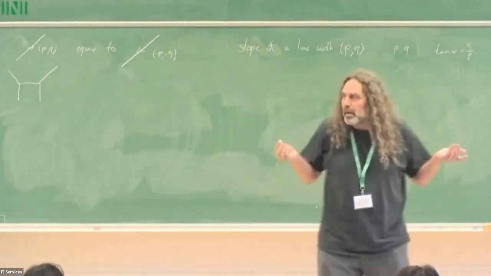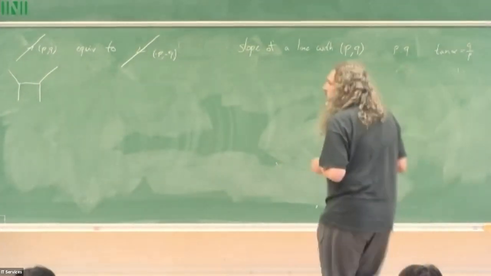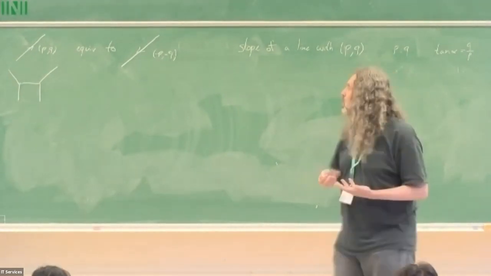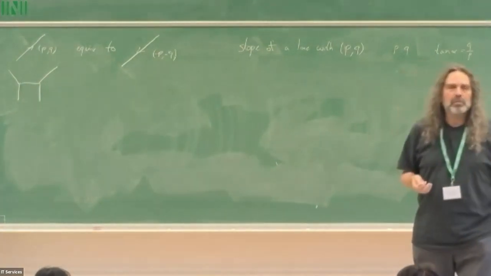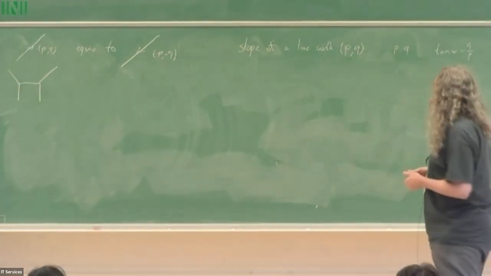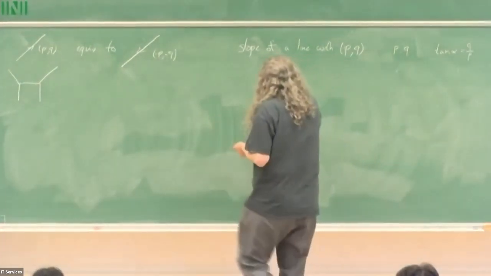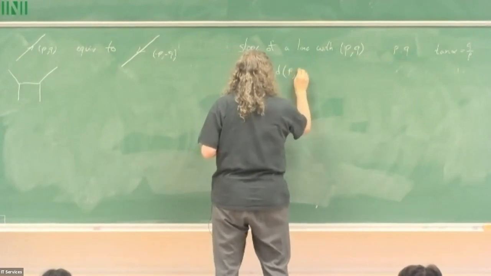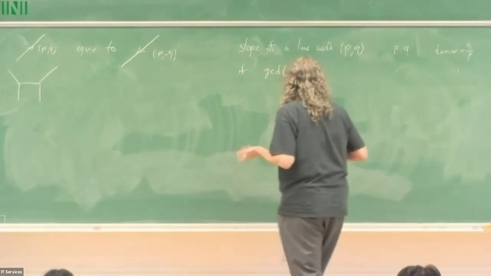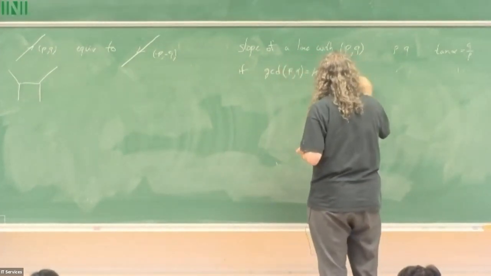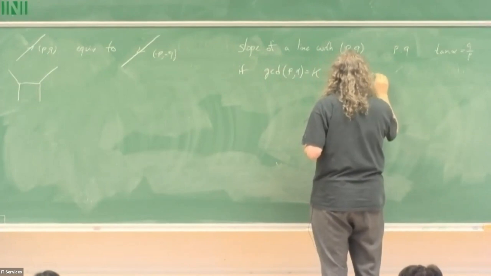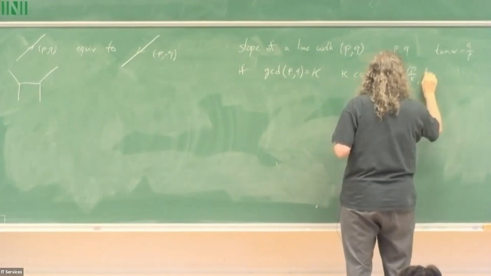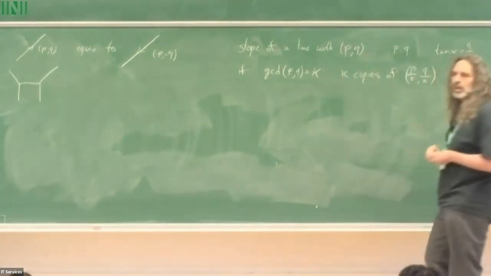Yes. So then I will have... sorry. Misha is asking whether I allow the numbers p and q to have a common divisor. Yes, if the GCD of p and q is equal to some number k, then this is like k copies of p over k and q over k. Okay.